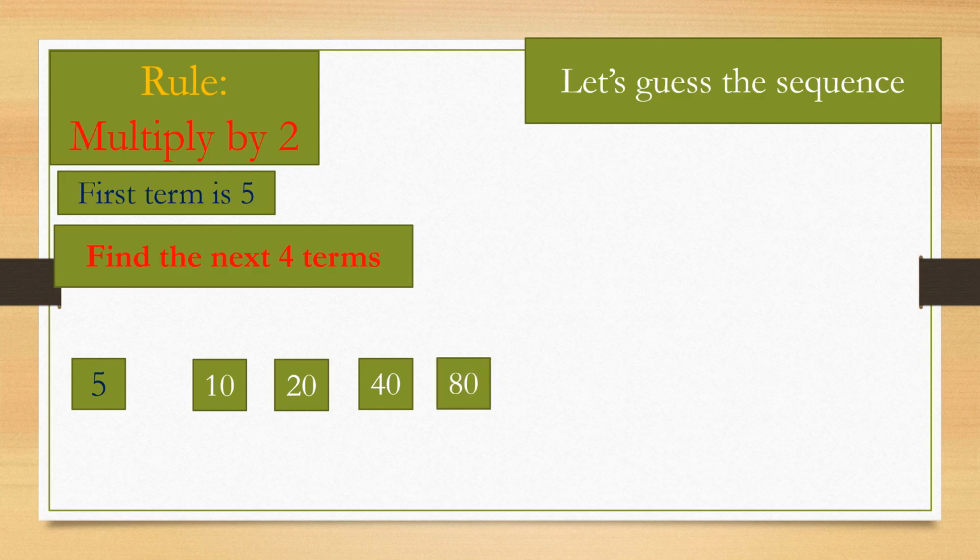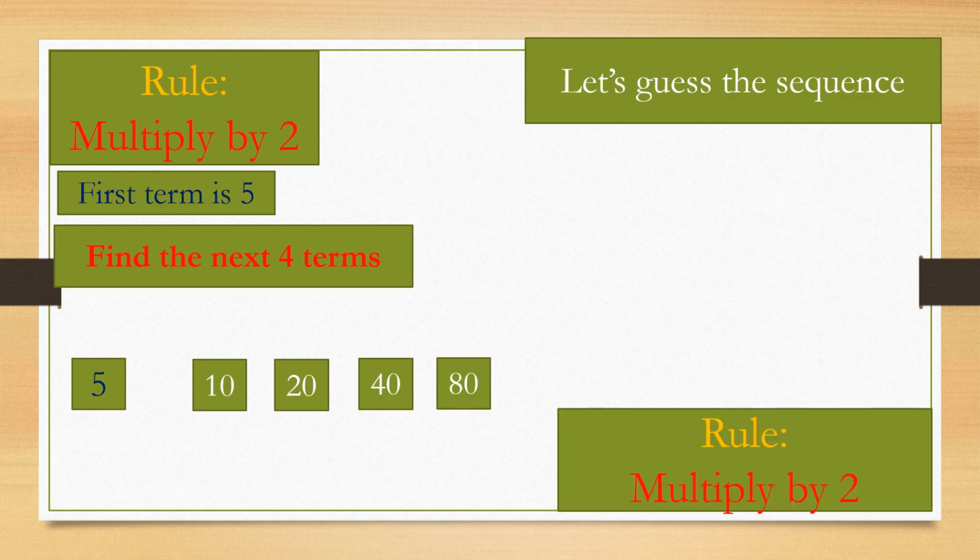So this rule is multiplying by 2. What's the name of this sequence? It's a geometric sequence because we found the terms by multiplication.